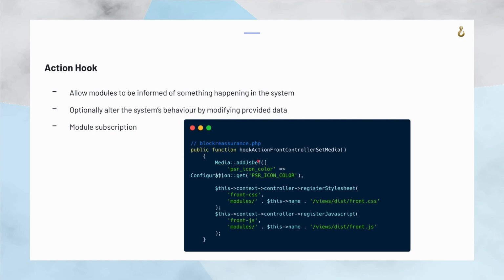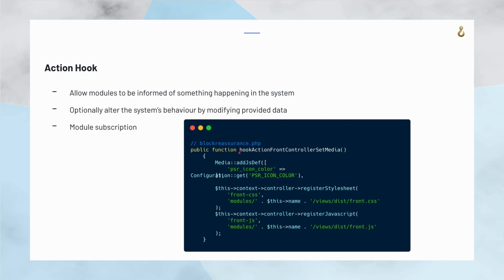We have Media add jsDef, which is basically defining a JavaScript variable inside the front end, and we're passing it later. Here we are using the configuration object that we talked about in the previous episode to get certain PSR icon colors. And here we're calling register style sheet and register JavaScript to add some assets, CSS and JavaScript files, to the front end part of the shop. So pretty simple. Now let's move on to where this action is being initiated.